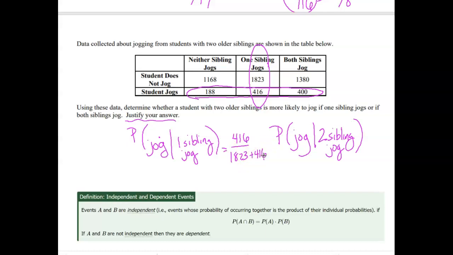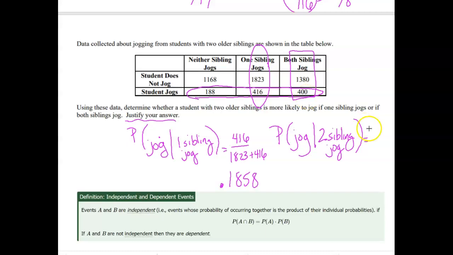Do a little bit of math. So 416 divided by parenthesis 1823 plus 416. I got 0.1858. I'm just going to stop there. So about 18.5%. Compared to the probability that I will jog given both siblings jog. I know I wrote two siblings, but that should make sense.